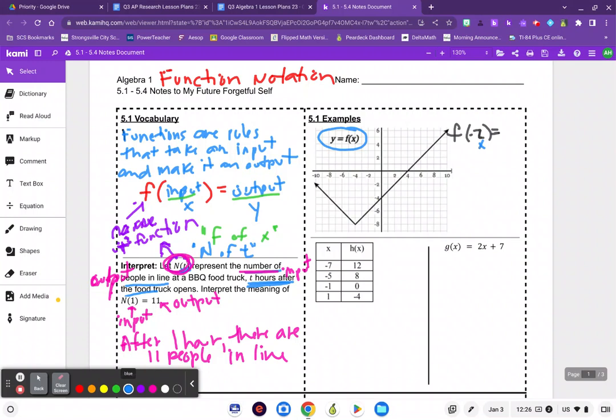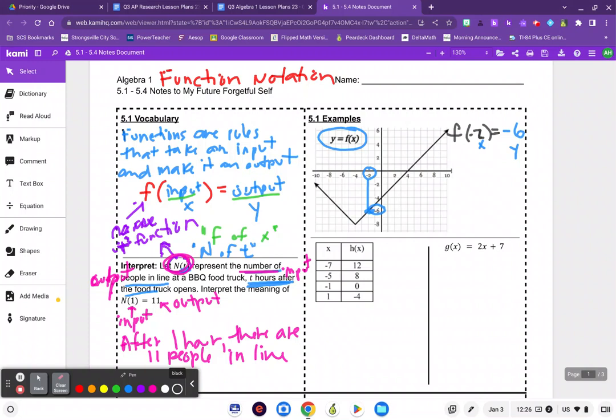In other words, when x is -2 right here, I need to line that up and figure out what the y value is for that function. So if I find the point on my graph, that's going to line up with -6. So what I'm trying to find is the y value. This means I'm going to find y when x is -2.